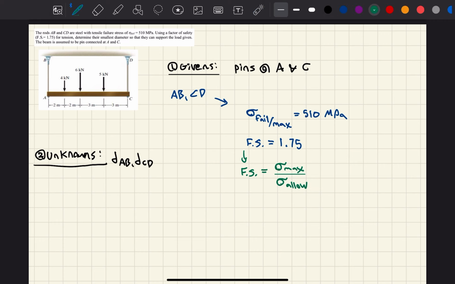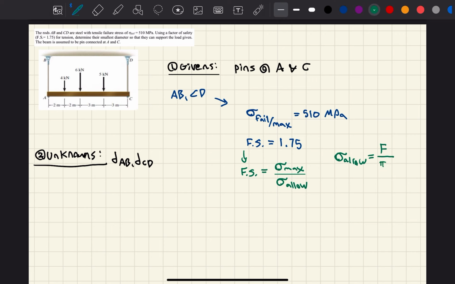I want to know what sigma allowable is. And I know sigma allowable is the force over the area. Since we're asked to find diameters, the area is going to be, again, pi over 4 d squared, right? Perfect.